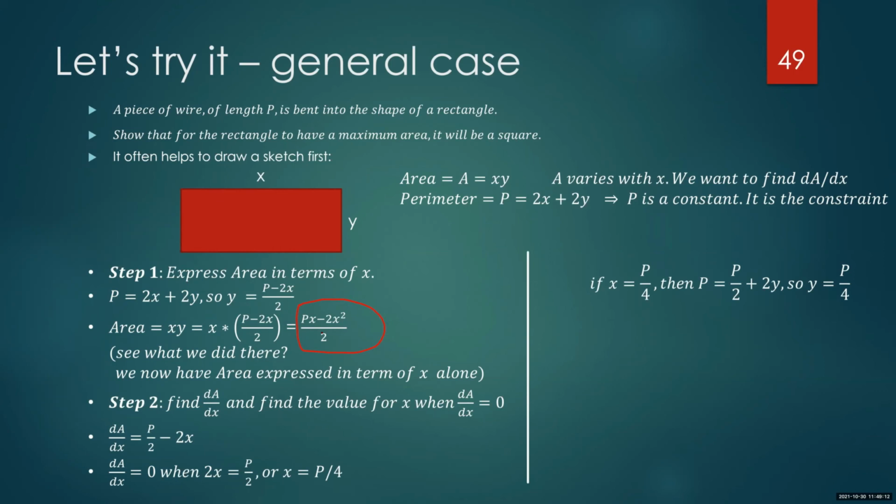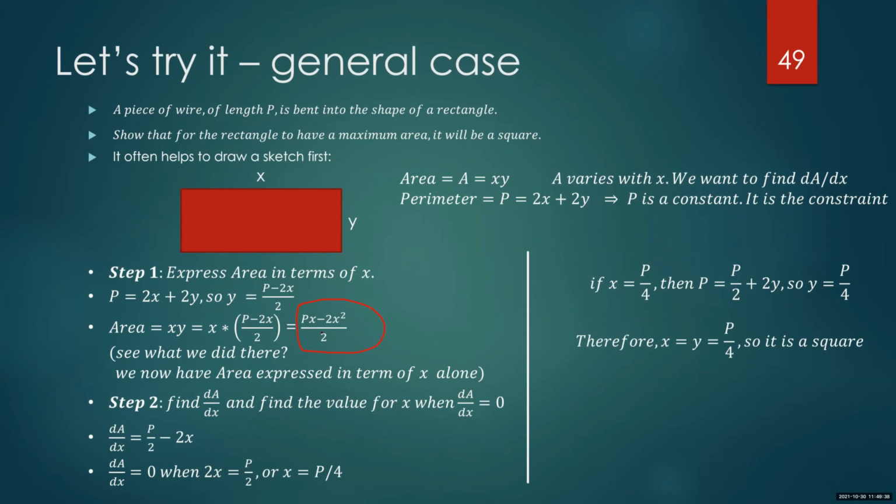And so if x is equal to p over 4, then the perimeter is equal to p over 2 plus 2y. So we can see that y is also equal to p over 4. So now we know that x is equal to y. And so now we know it's a square. So that's the first piece done. We've determined that when dA dx is equal to 0, it's a square.